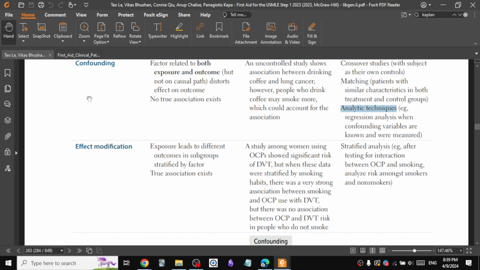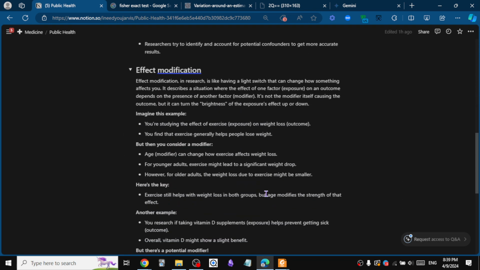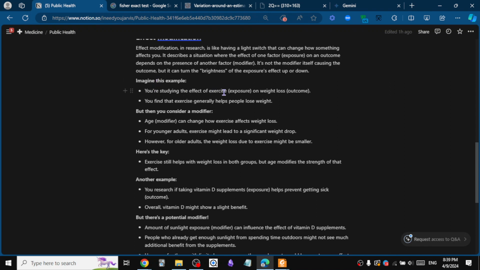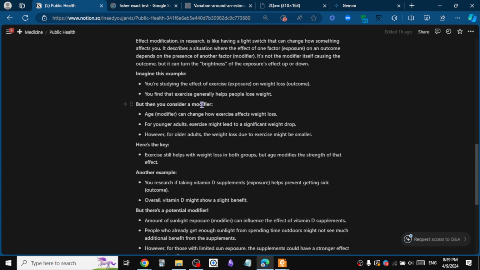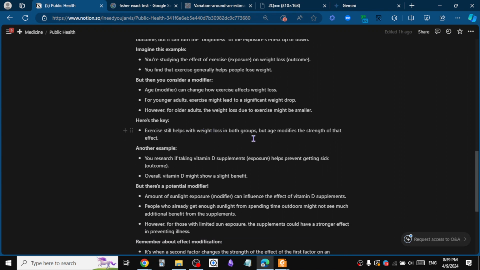All right, let's look at some examples. You're studying the effect of exercise on weight loss. You find that exercise generally helps people lose weight, but then you consider the modifier. So what is the modifier? Age. Younger people exercise more, older people don't, right? And for younger adults, the weight drop is greater, but here's the key: exercise still helps with weight loss in both groups, but age modifies the strength of the effect. So you see how because of one modifier I'm having differential effects, or I'm having the same effects, but the association of the cause and effect is changed, right?